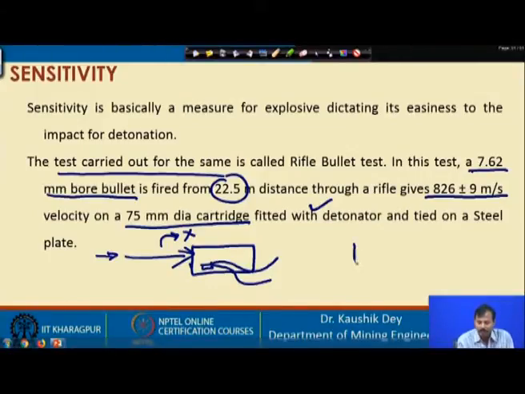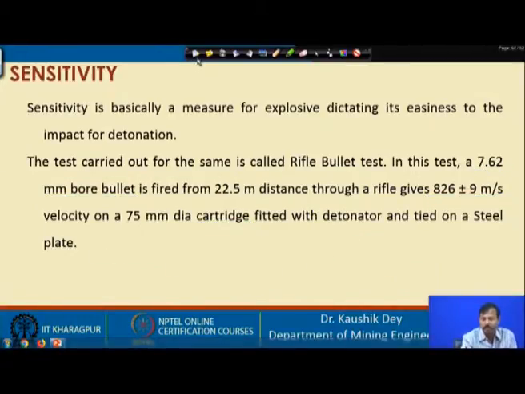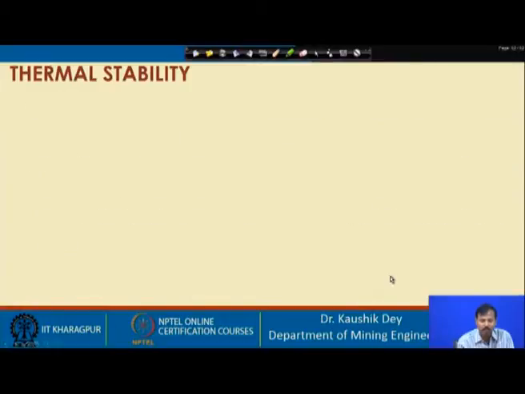Similarly, if the explosive is non-cap sensitive, in that case the explosive must be fitted with a booster or cap sensitive explosive, which must be fitted with a detonator, and the total system will be subjected to the rifle bullet test. So, this is the principle of this test, and this principle is very good to understand the sensitivity of the total explosive system or the charge system, whether it can prematurely blast or not.